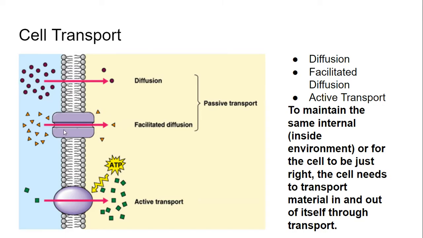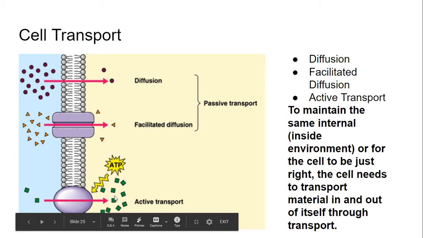Facilitated diffusion, this is more like glucose. Glucose, you eat something and it's sugar in your blood. The body needs the sugar for energy, so the sugar is going to go through these proteins and go into the cell so it can be used for energy.